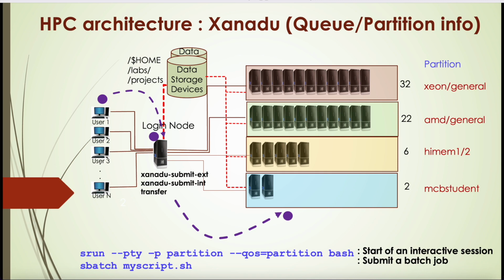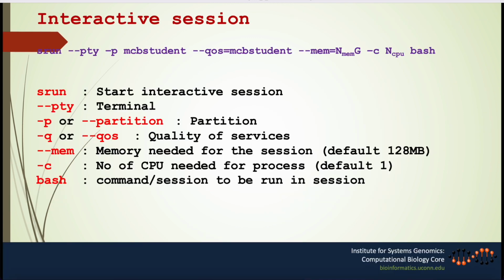Once the job is submitted, it lets you know when that particular job has finished. Most of the time, if you have big data sets and you want to run your data through multiple steps, then batch job submission is the best way. And I'll show you an example of both of those. So let's first look at starting an interactive session.